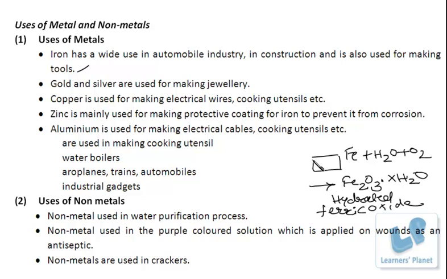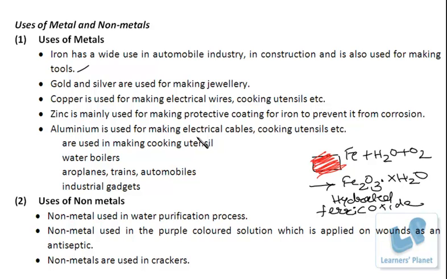This eats up the complete iron metal. So zinc is used for putting a protective coating over iron. See this protective coating over it, so that iron is not exposed to the atmosphere and is prevented from corrosion.